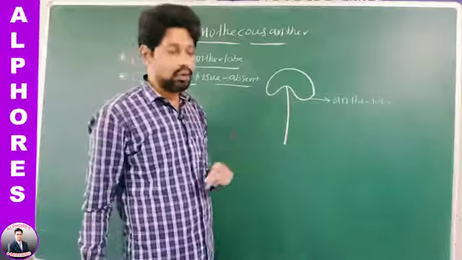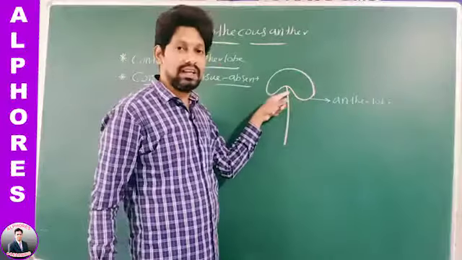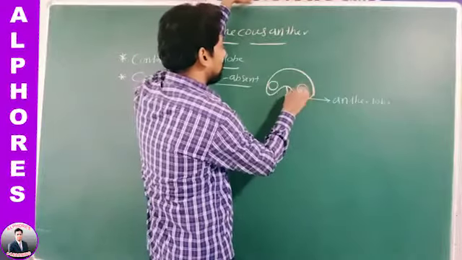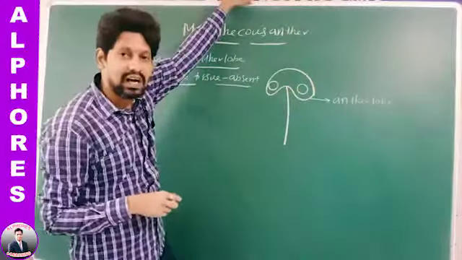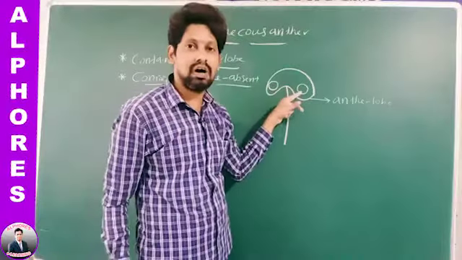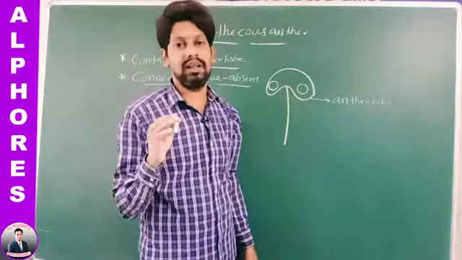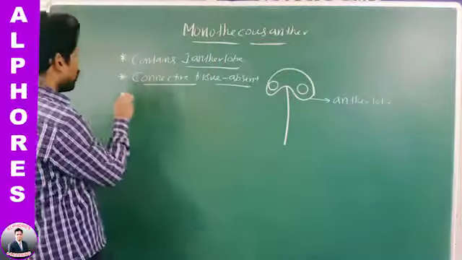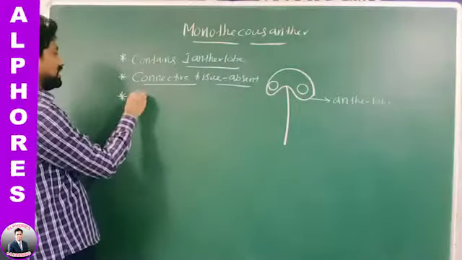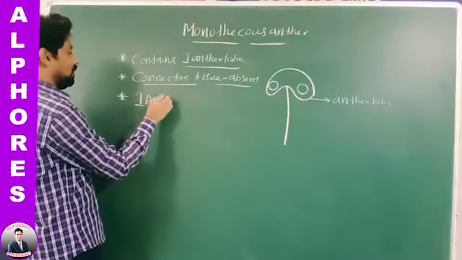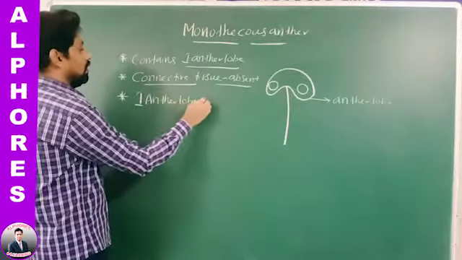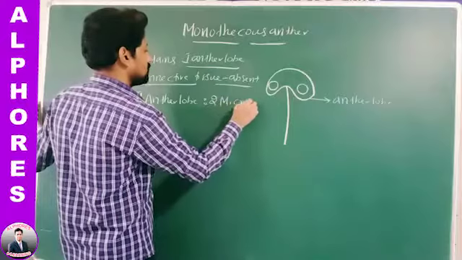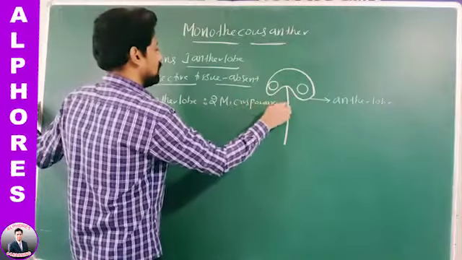In yesterday's session I told you each anther lobe contains how many microsporangia? 2 microsporangia. What is another name for microsporangia? Microsporangia are also called pollen sac or pollen chamber. Therefore, in monothecous anthers also, one anther lobe has how many microsporangia? 2 microsporangia.